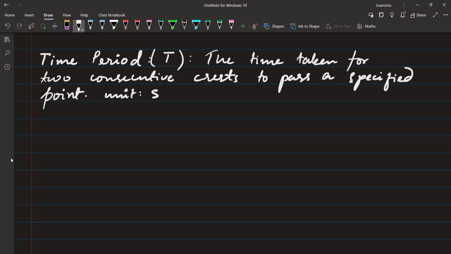ठीक है. अब यहाँ पे एक चीज ध्यान दीजिए. Can somebody remind me what is frequency? माइक ऑन करके प्लीज जल्दी से. What is the definition of frequency? Number of waves through a given point in 1 second. Number of waves that pass per second.